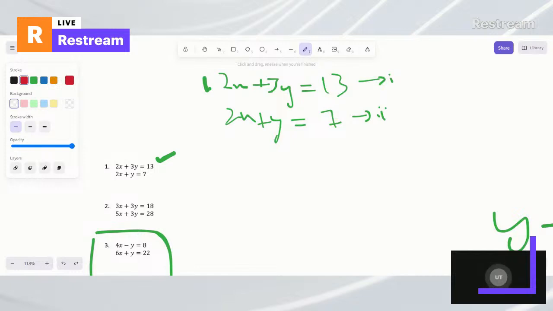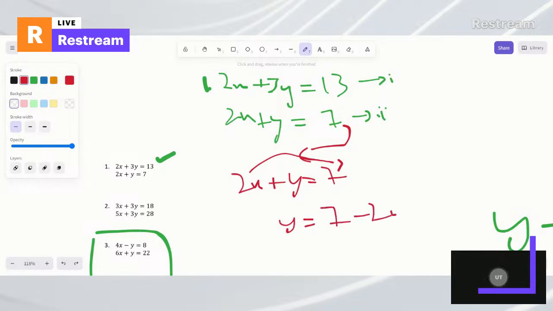We're going to take any one of these equations and make one variable the subject. So it's easier to make the subject in this equation. All right, so we're going to take this equation 2x plus y equals 7, right? We're going to make y the subject, so we're going to move this to the other side. It's going to become y equals 7 minus 2x, right? So let's mark it as equation number 3.